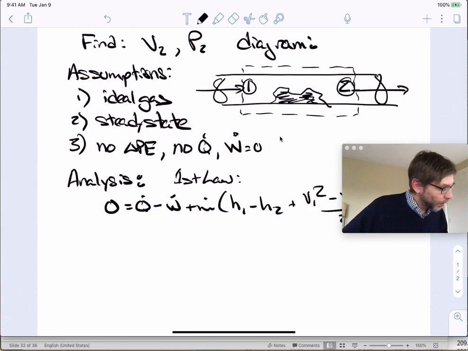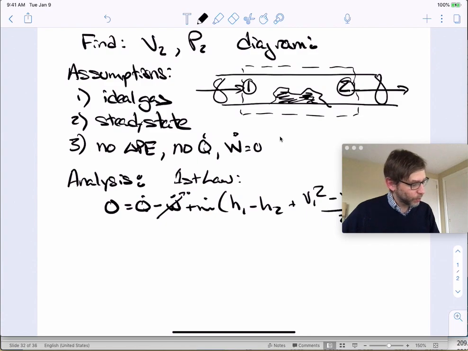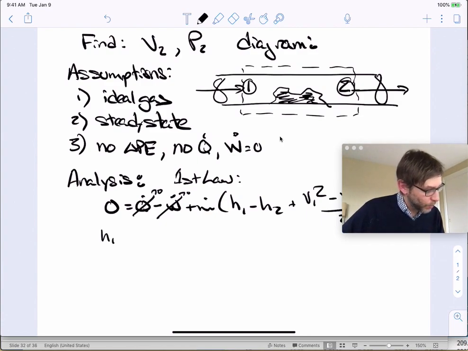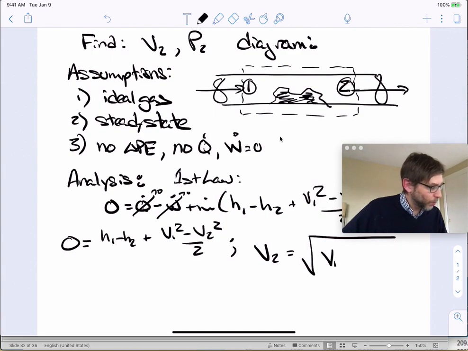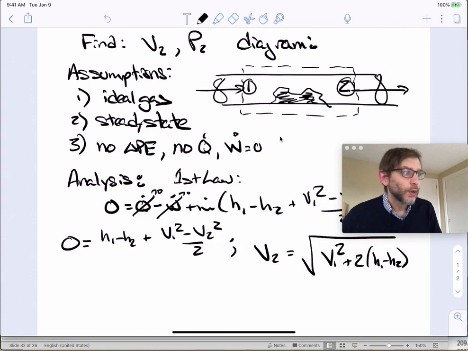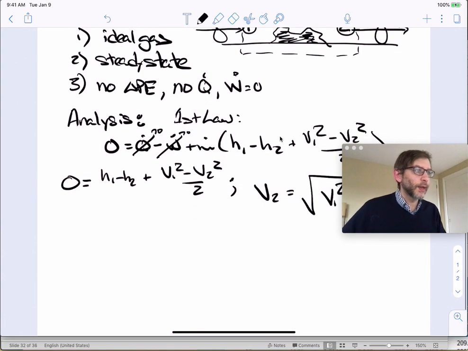Now, this goes to 0, no Q dot, and that goes to 0. What we're left with is h1 minus h2 plus (V1 squared minus V2 squared) over 2, equals 0. Solving for V2, V2 equals the square root of V1 squared plus 2 times (h1 minus h2). No problem there.